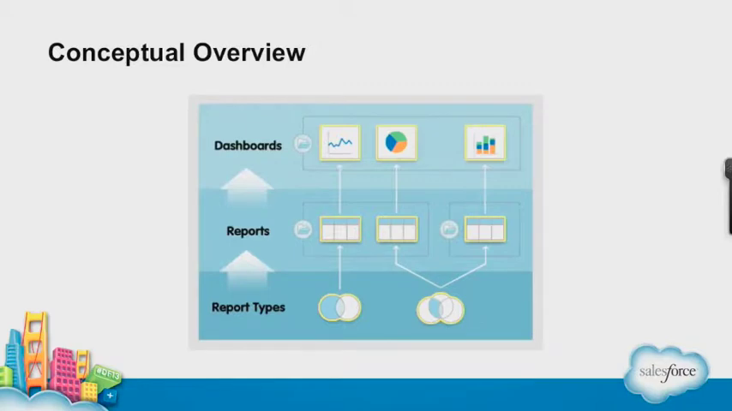So let's talk about reports from a very high level. Let's take it up about 10,000 feet. We have report types. Think of report types as the object and the field references. An administrator can create different report types. They can create custom report types and bring together two objects, create a relationship with those and their fields to make those available for reports.